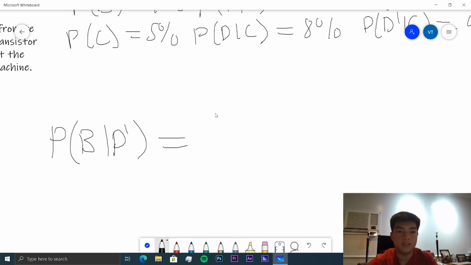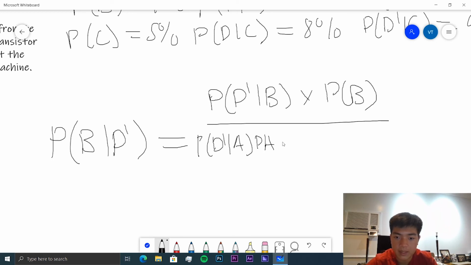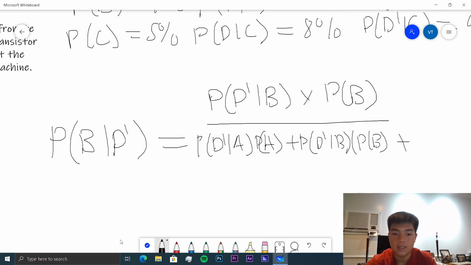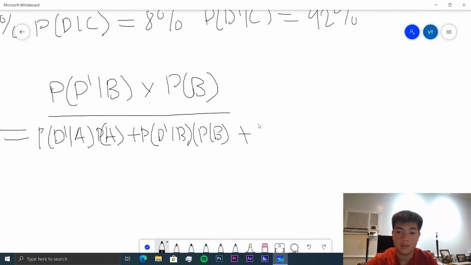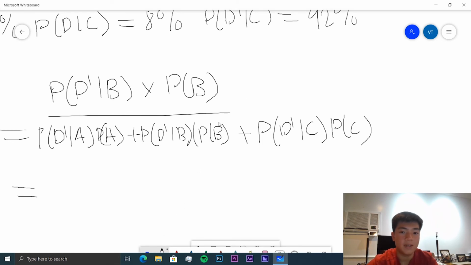So this will be equal to the probability of D not being defective given B times the probability of it being from B, divided by the probability of it not being defective given A times the probability of A, plus the probability of it not being defective given B times the probability of B, plus the probability of it not being defective given C times the probability of C. Okay, so we can calculate this. Now we just need to plug in all the numbers.